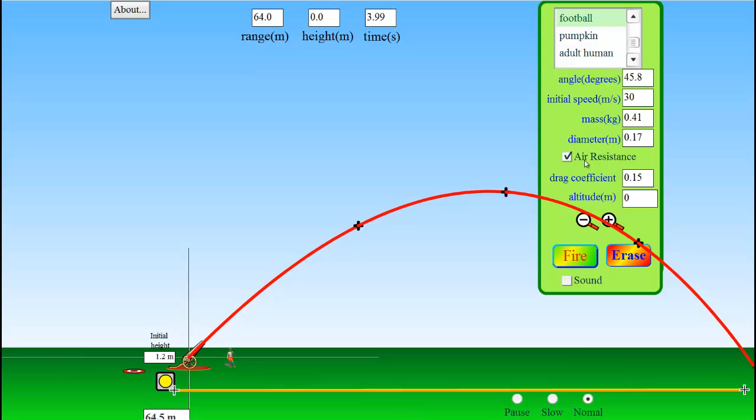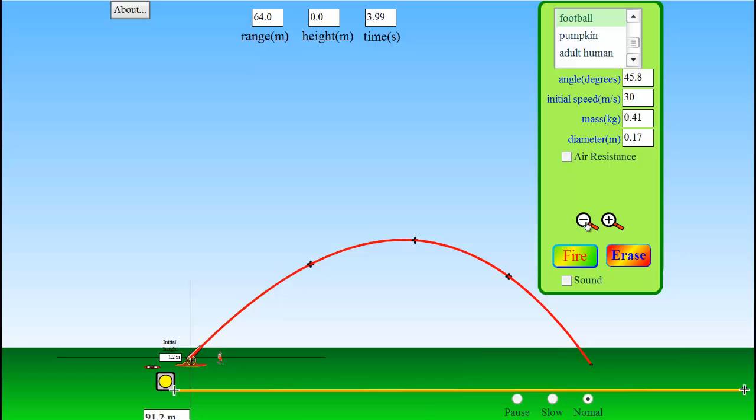Now let me throw this ball again without air resistance. So let me back out. It went a lot farther, about 50% farther. The point of this exercise is to show that the reason we ignore air resistance is not because it's a good assumption, but because it makes the mathematics a lot easier.